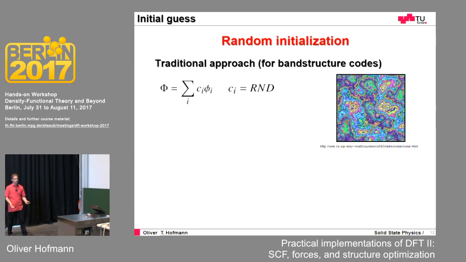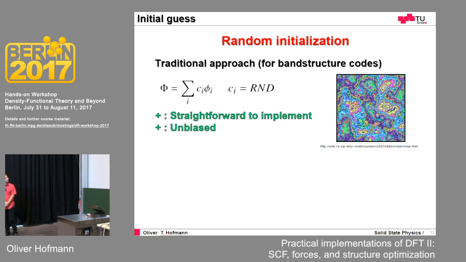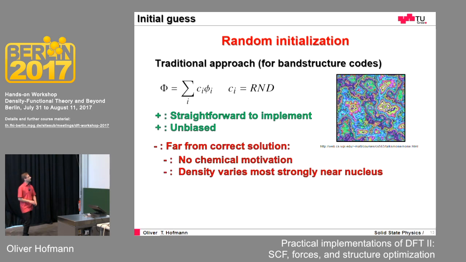Maybe a historic initialization, I'm not sure if it's actually used anymore, is to initialize the wave function randomly. That is, you take your basis functions and you assign random coefficients to them and build from that the total wave function. The advantage of this approach is that it is really straightforward to implement. It's done very quickly, and it's completely unbiased, which can be a good thing.